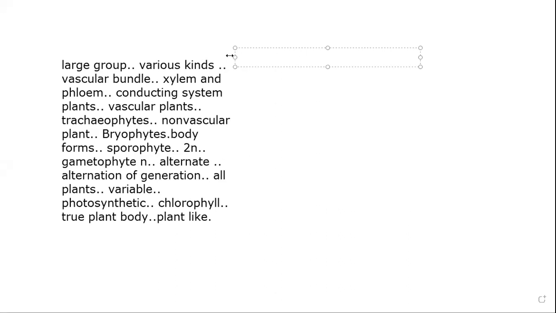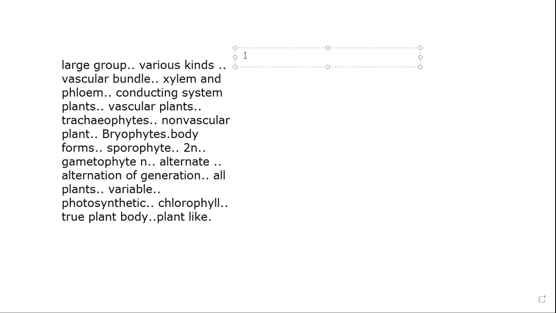So we will be discussing briefly the life cycle of bryophytes. We are going to see the sporophyte and gametophyte generation also. We are going to see which generation is stronger, and we are going to also discuss the general life cycle of bryophytes. Now, first of all, the general characteristics of bryophytes.